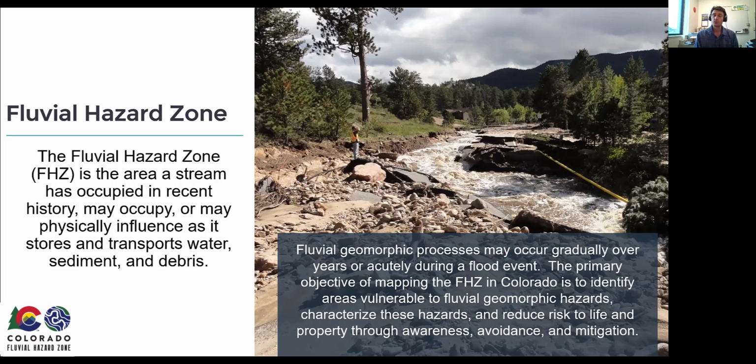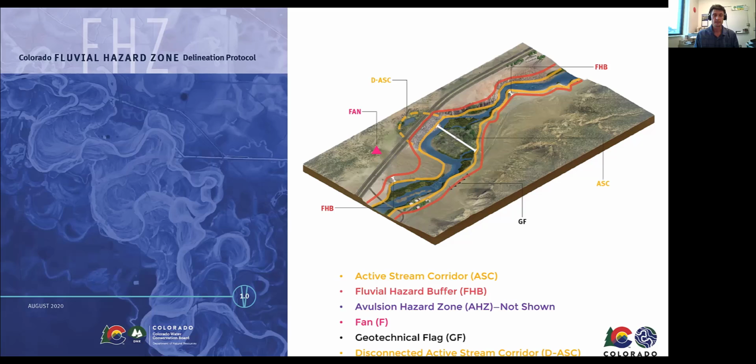So these fluvial geomorphic processes may occur gradually over years or acutely during a flood event. And the primary objective of the mapping of fluvial hazard zones in Colorado is to identify these areas that are vulnerable to fluvial geomorphic hazards. We want to characterize these hazards and then map them to reduce risk to life and safety through avoidance and mitigation. Now, here's the protocol itself. It's just published from its draft form. It's in its final form as of this August. And you can download this protocol at coloradofhz.com.